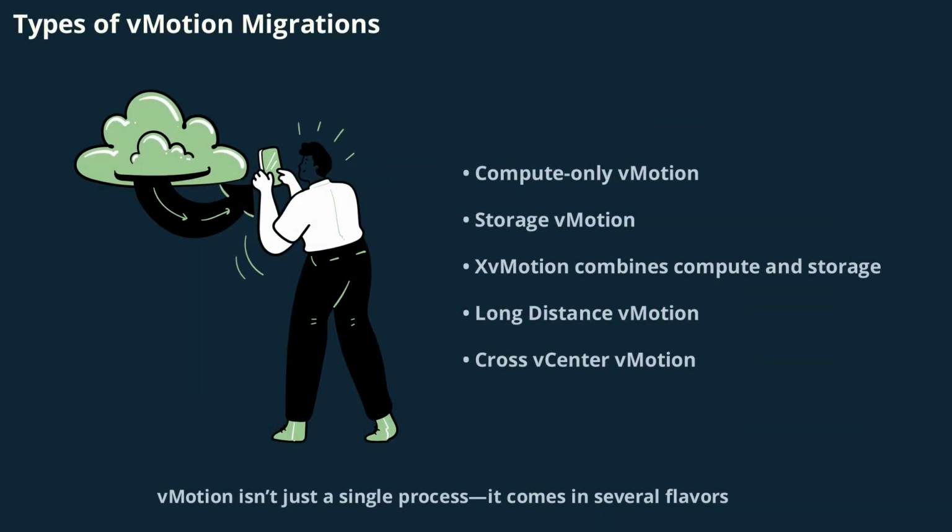vMotion isn't just a single process, it comes in several flavors. The standard compute-only migration moves the active compute state of a virtual machine from one ESXi host to another. There's also storage vMotion, which handles the migration of VM storage. When combined, these are known as xVMotion.